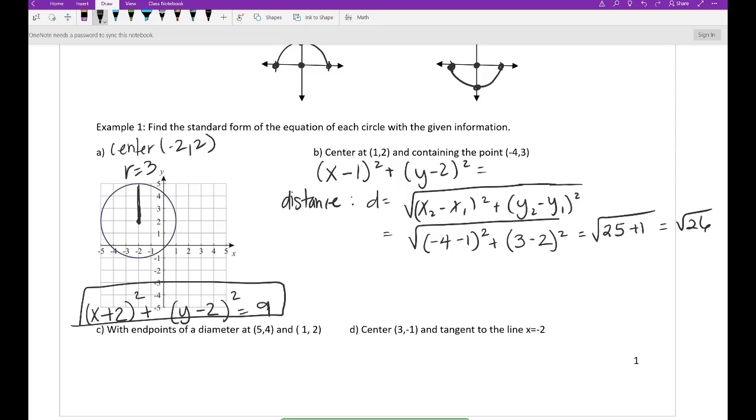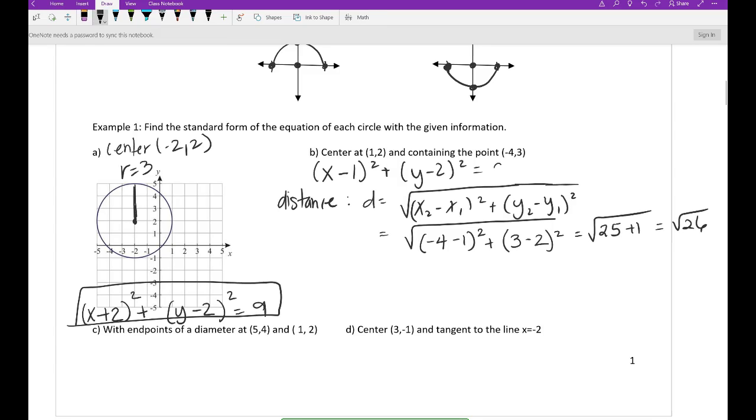No, because remember, your end goal is writing an equation of a circle, which uses r squared. So what happens when I do r squared if the radius is radical 26? It's just 26.